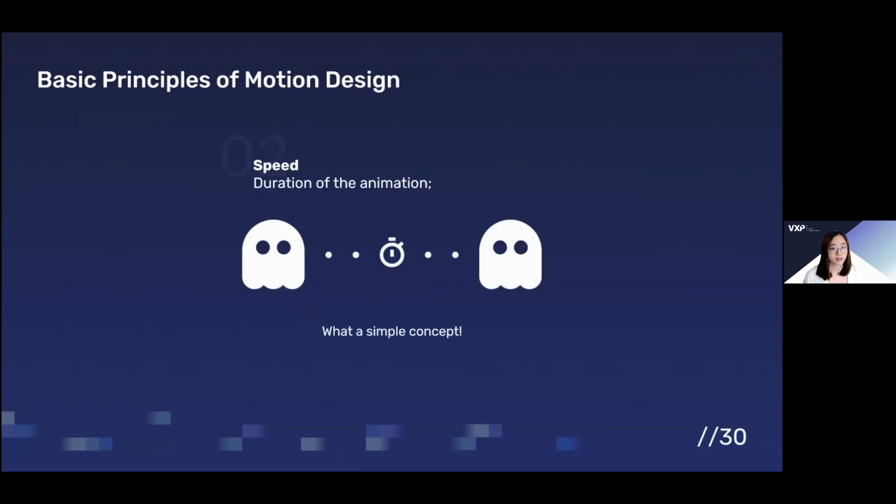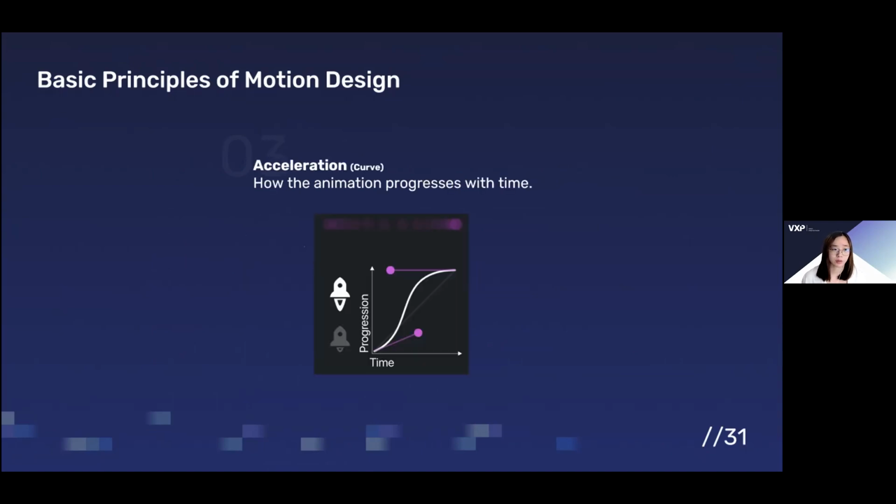The speed is the duration of the animation, a simple one, nothing else to explain. And acceleration. We often call it a curve, because we use a curve to illustrate the acceleration. Here is the time and here's the progression. The curve shows how the animation progressed with the time. And the key thing about a curve is creating motions and making them look natural.